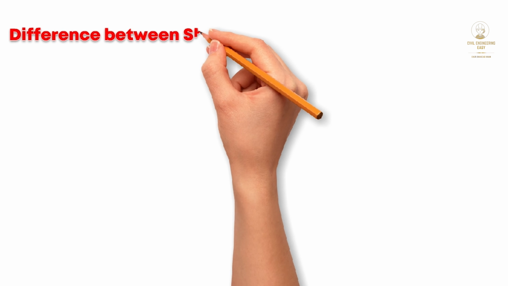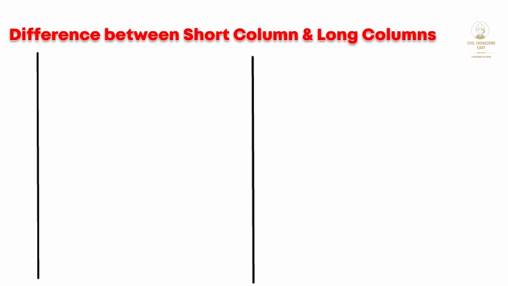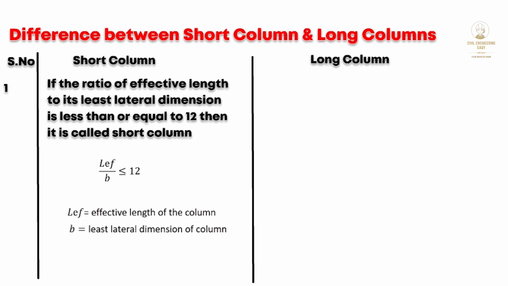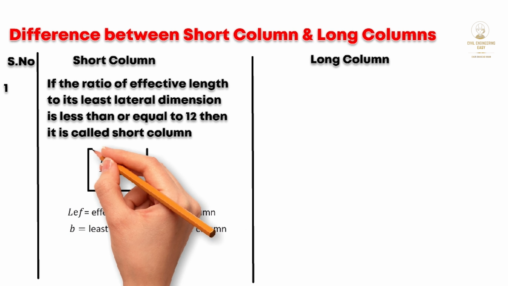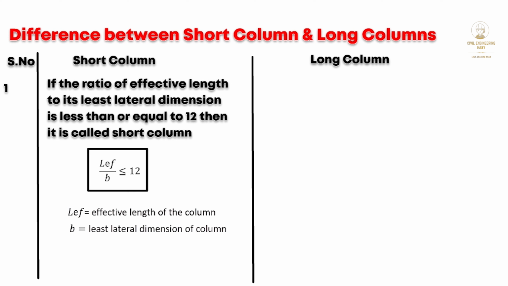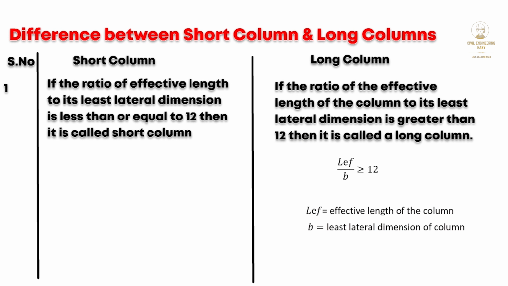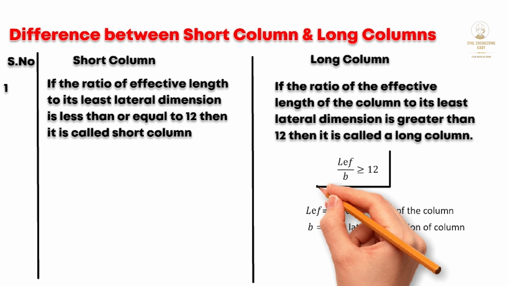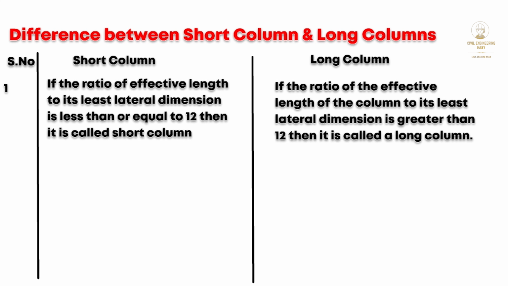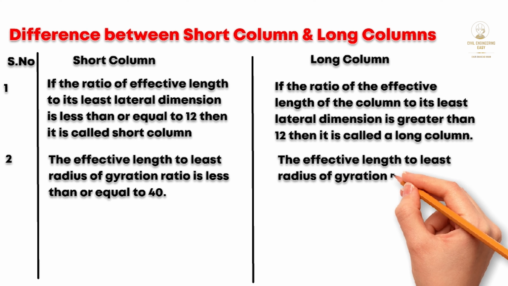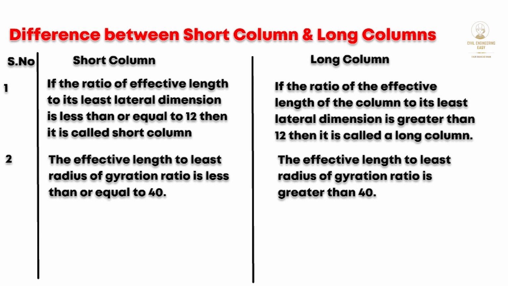Let's discuss the difference between short columns and long columns in detail. If the ratio of effective length to its least lateral dimension is less than or equal to 12, then it is called short column, while if the ratio of the effective length of the column to its least lateral dimension is greater than 12, then it is called a long column. In a short column, the effective length to least radius of gyration ratio is less than or equal to 40, while in long column, effective length to least radius of gyration ratio is greater than 40.